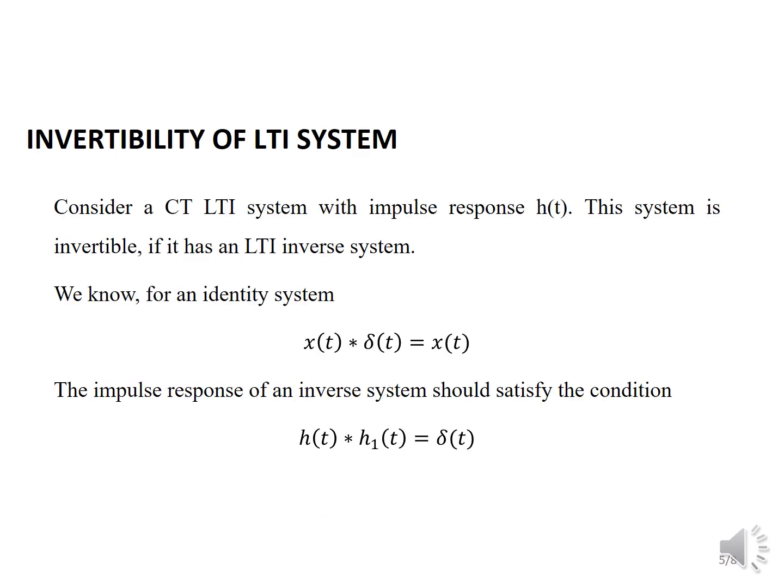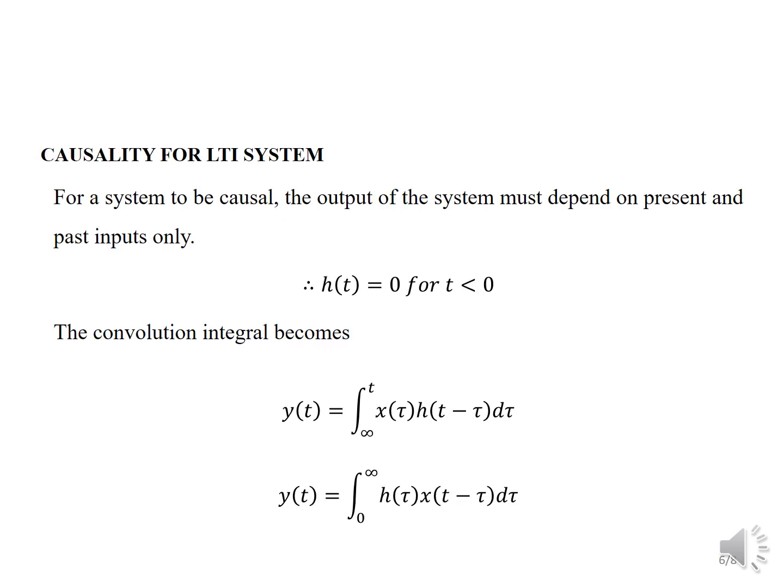Next one is invertibility of LTI system. Let us consider the LTI system with impulse response h of t, and the system is invertible if it has an LTI inverse system, and therefore the identity property is given as h of t convolution delta of t equal to x of t. Therefore we can also write that the impulse response of the inverse system should also satisfy this condition, h of t convolution h1 of t equal to delta of t.